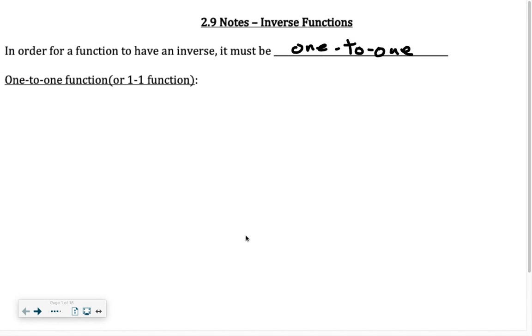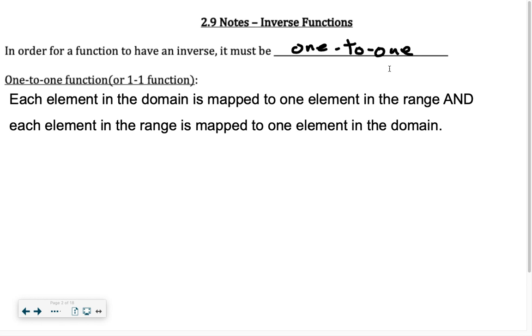All right, in section 2.9, we are going to take a look at inverse functions. So, in order for a function to have an inverse that is also a function, it must be one to one. Our technical definition of one to one is that each element in the domain is mapped to one element in the range, and also each element in the range is mapped to one element in the domain.